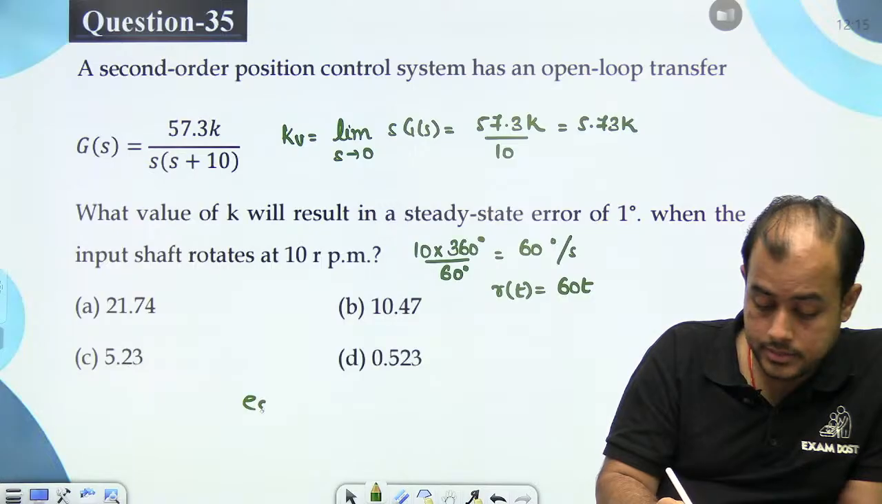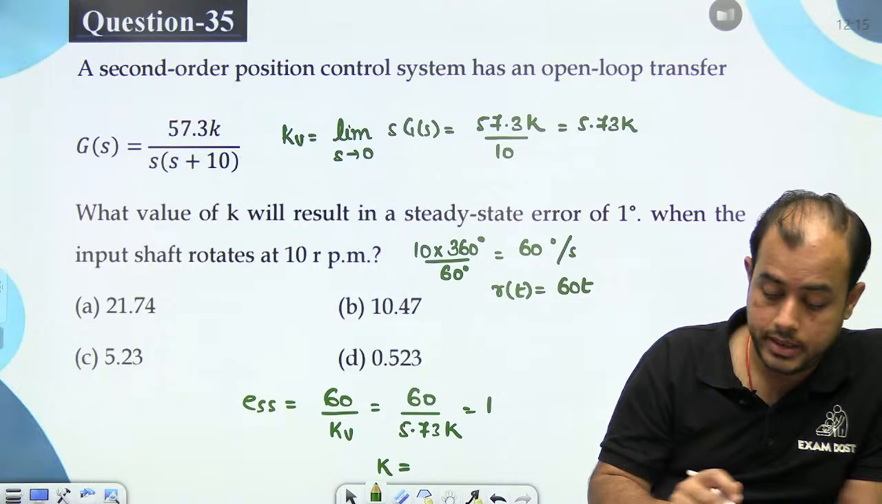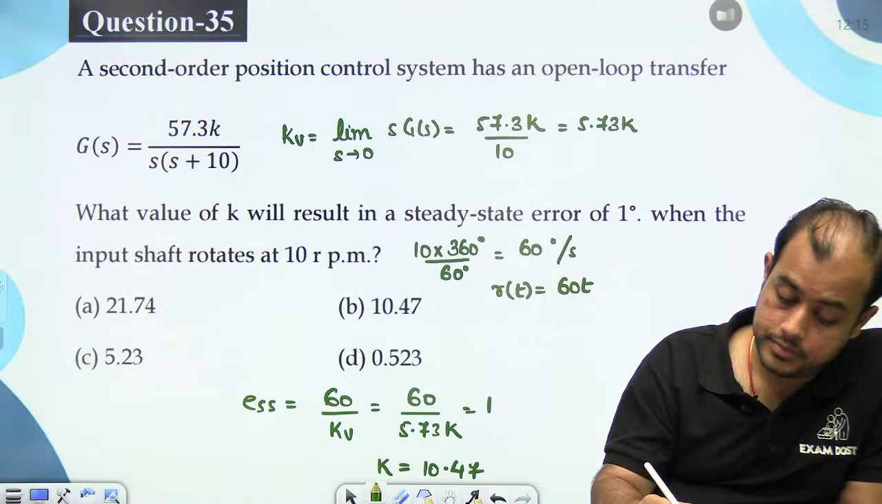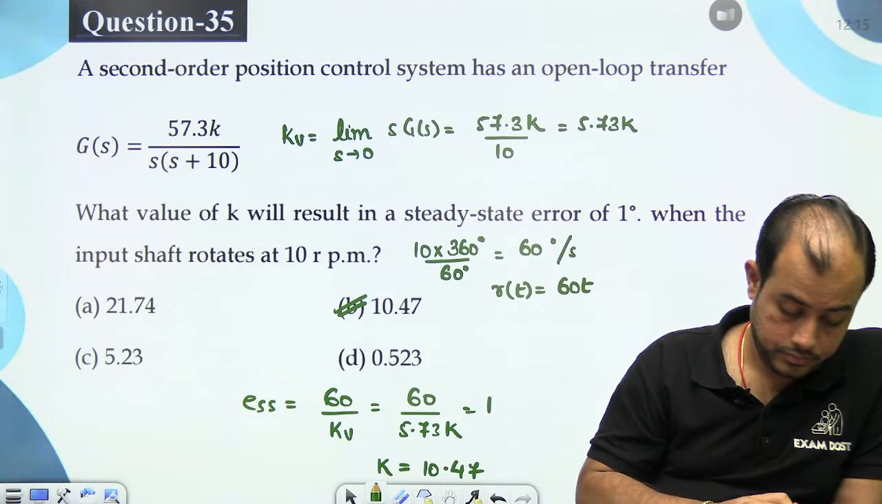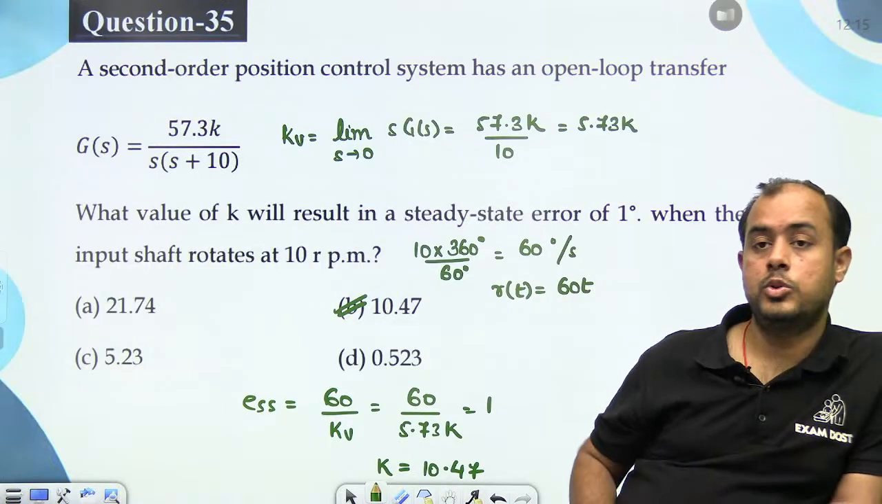So error will be 60 by kV. So K will be, I think, 10.47. 10.47.